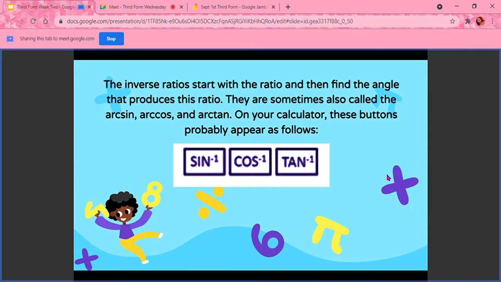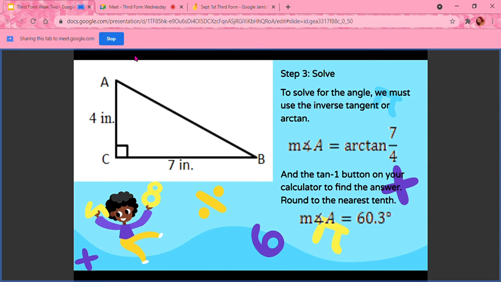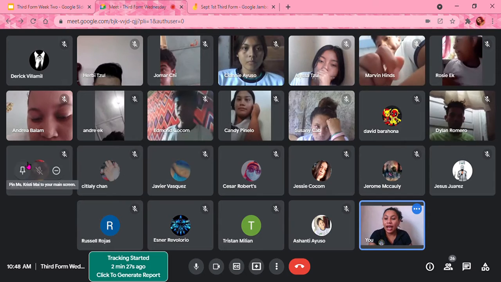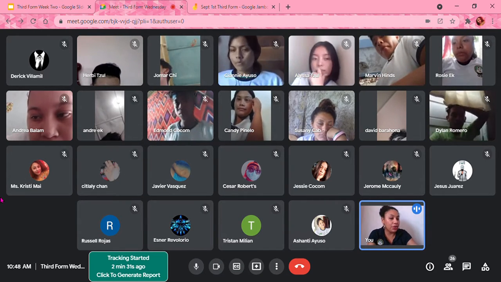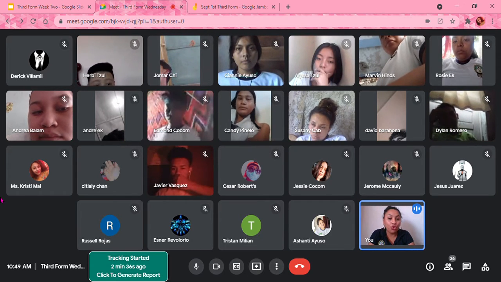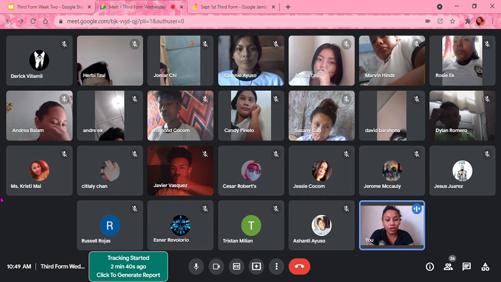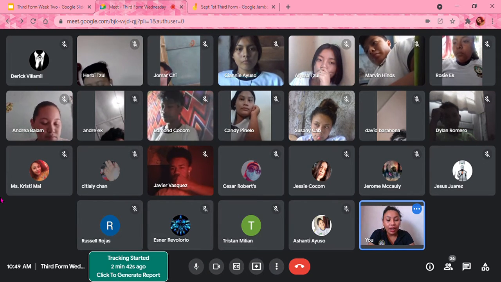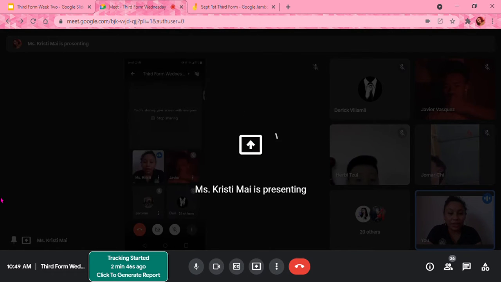Okay, so what we want to do today is I'm going to solve an example from each of these, and then we're going to work with the activities. I did ask you guys to draw the triangles yesterday so that today you could have those ready and it would be easier.